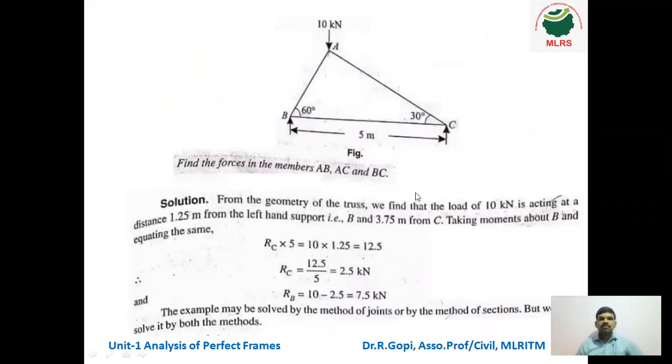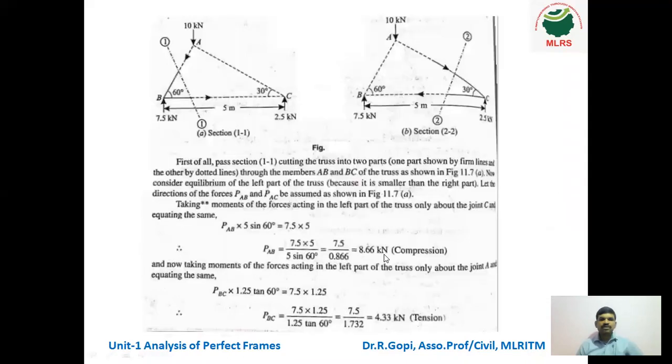Again, we will see one more problem in method of sections. There will be unsymmetrical loading, the same type of problem we saw previously. There will be an unsymmetrical triangular truss with 10 kilonewton. First we have to find the reactions RB and RC. So this is 2.5 and 7.5 kilonewton: RC 2.5, RB 7.5 kilonewton.